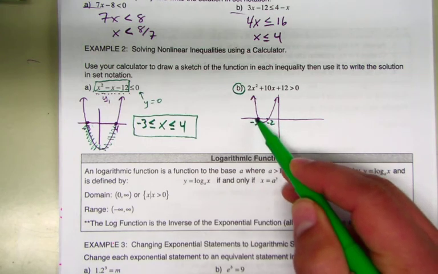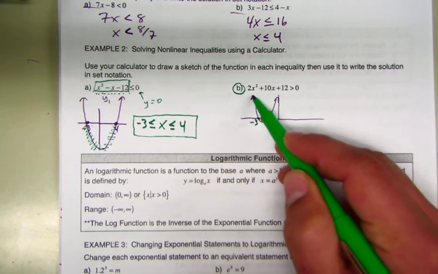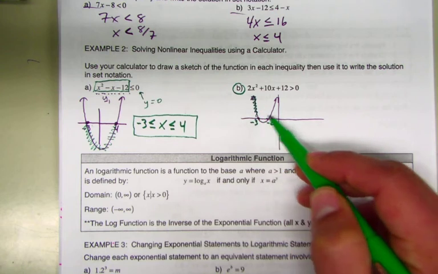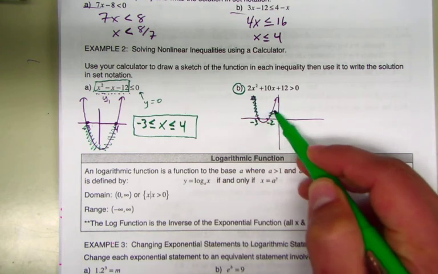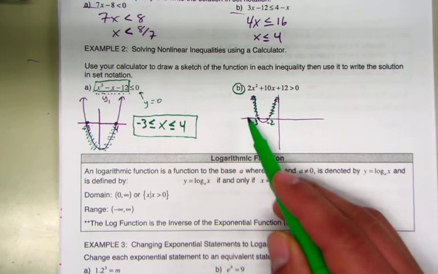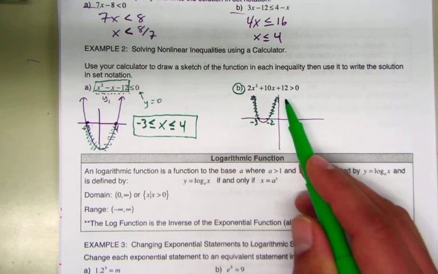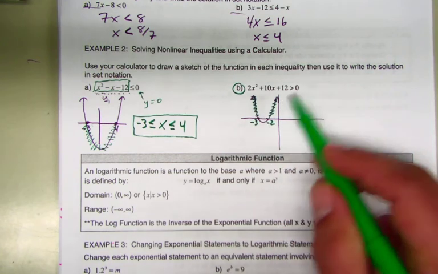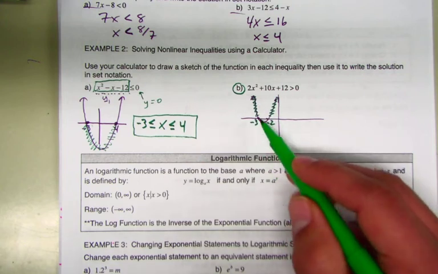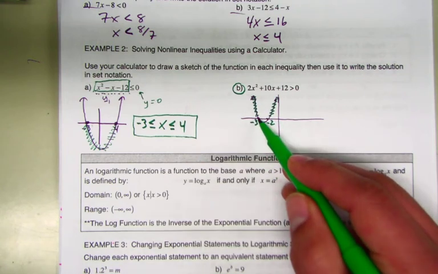so we don't want this anymore, right? But we want this part and the other side over here. These two parts of the parabola are above the x-axis. That's what this means. Okay? So now how do I say what these numbers are? Where are we?